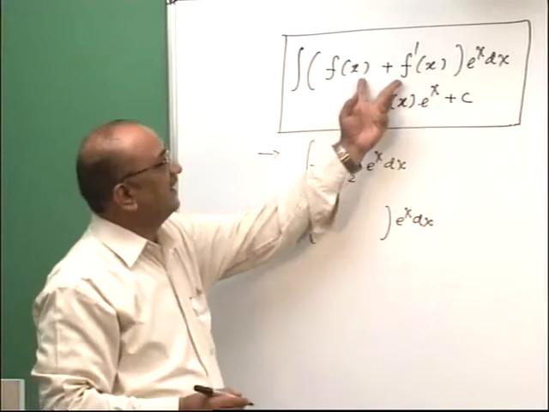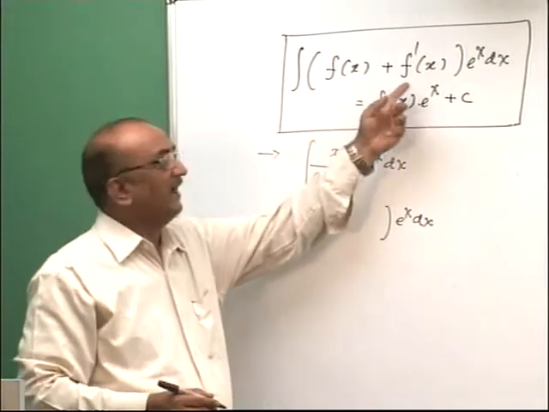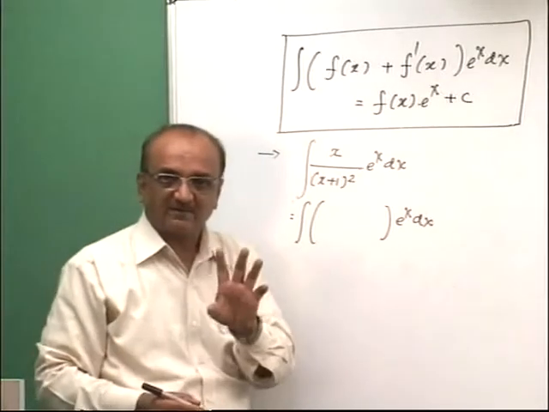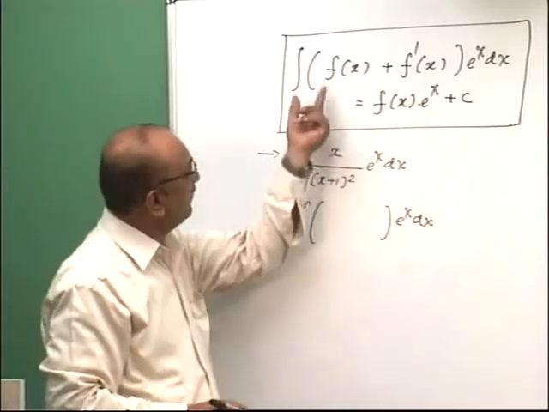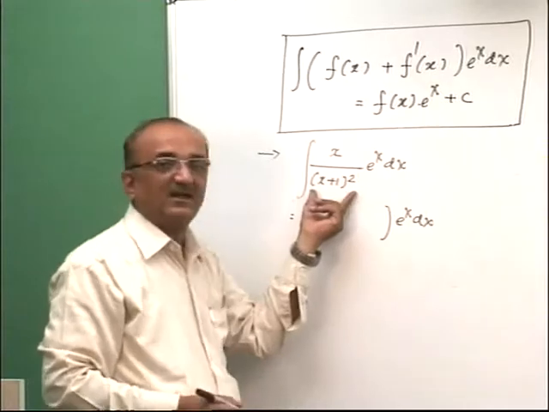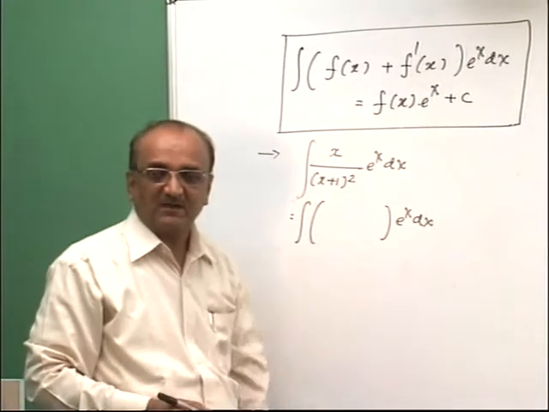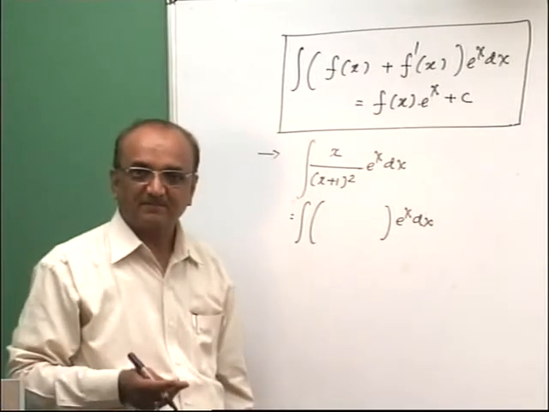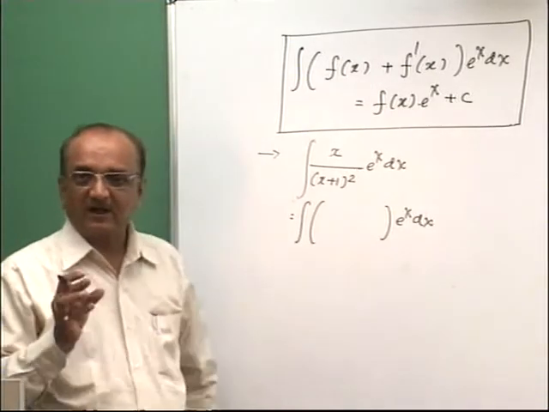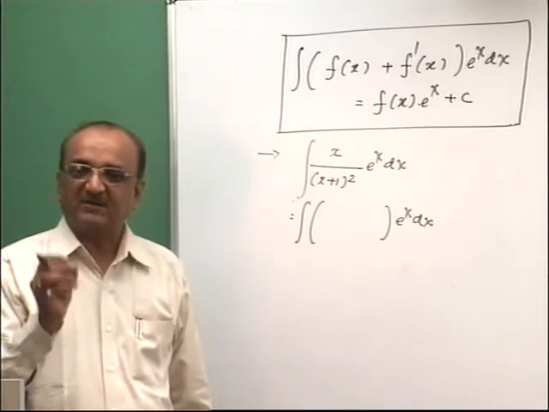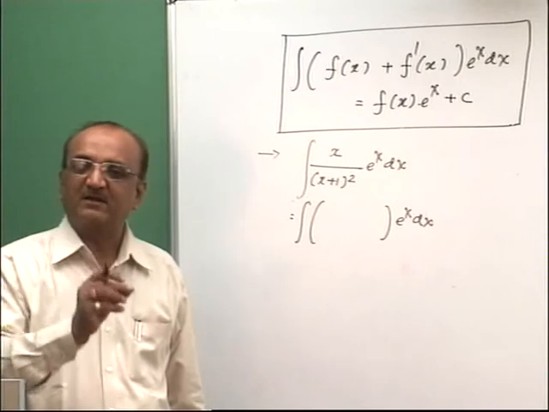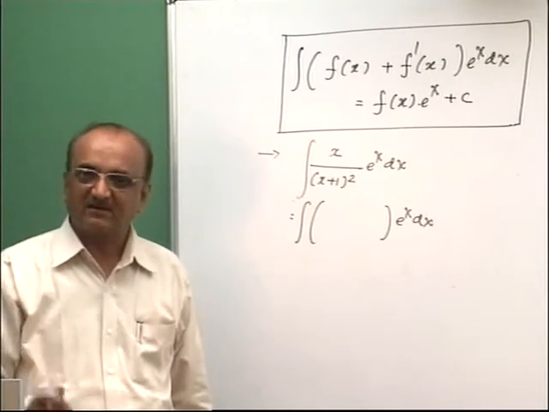The function f(x) and f'(x) is not clear yet, because instead of function and derivative, the statement is x upon (x plus 1) square. Now we have to convert x upon (x plus 1) square, step by step, into a function and its derivative.